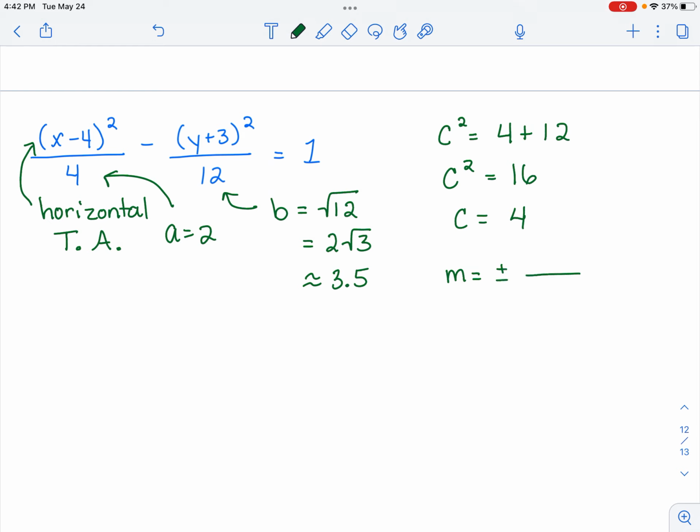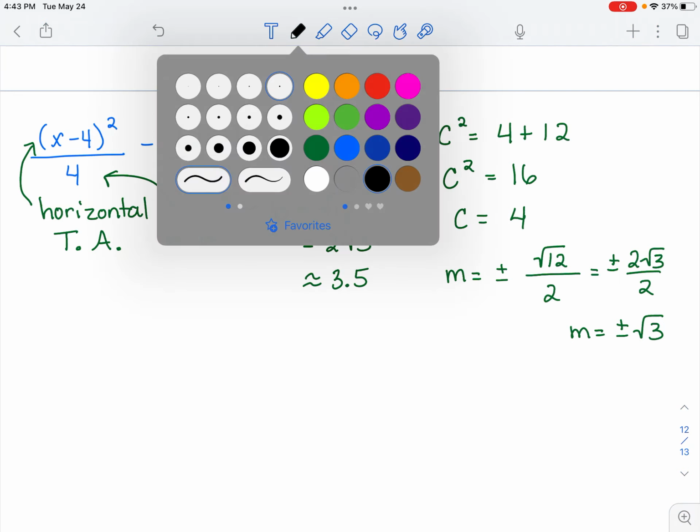Under the y, I have the square root of 12. And under the x, I have the 2. Well, this is plus or minus 2 square root 3 over 2. So the slopes are plus or minus the square root of 3. And the square root of 3 is not an easy number to work with. Okay? So this is where the box technique that we've been talking about comes in really handy.